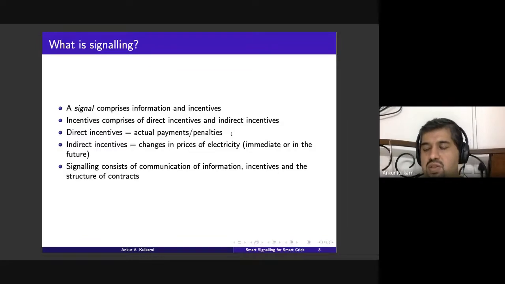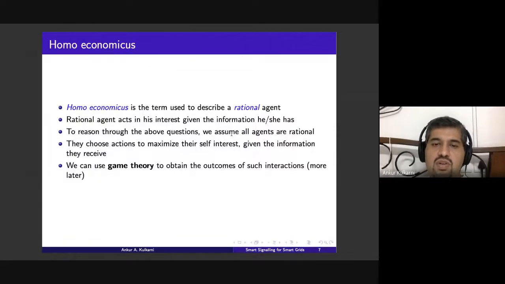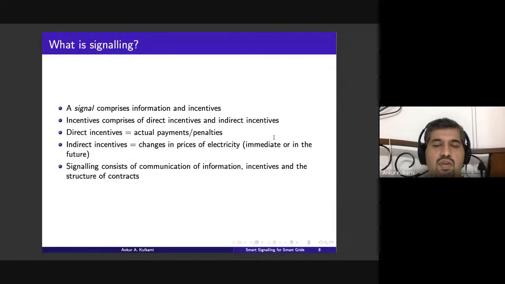An agent's response is a function of two things: his interest and the information that he has. So you can modify the agent's response by giving him different information, or by modifying the way he computes his interest, or computes his payoff. So you can either give him an incentive to change his action, or give him a different piece of information to change his action. Incentives also come in two different flavors. You can give him a direct payment or a penalty for his actions, or there can be indirect incentives.